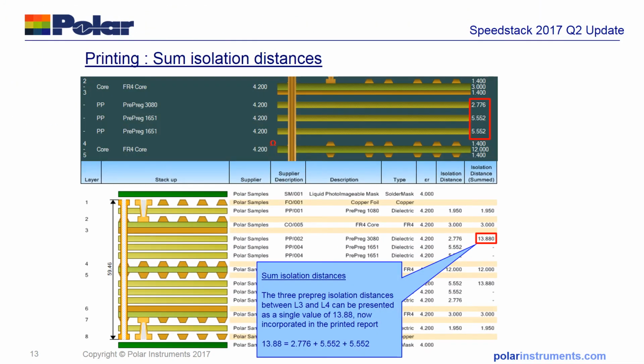In previous versions of Speedstack, the printing used to show the isolation distances of each prepreg individually. This is perhaps not quite so useful as the complete sum of isolation distance, and now you can show the isolation distance either individually or summed for each layer between copper layers. This makes it much clearer to see the isolation distance between each individual layer at a glance.